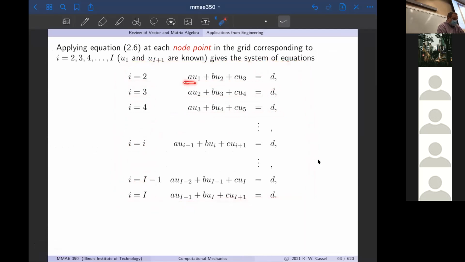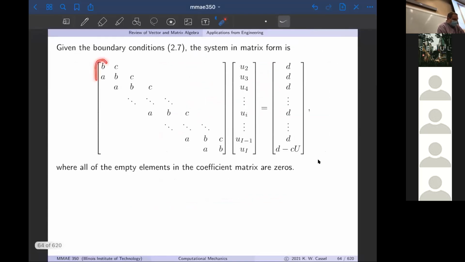You can see the pattern in the coefficients, ABC, ABC, ABC. It actually looks like this. So the A matrix, these are all zeros. Everywhere there's not a letter, those are all zeros. That's my coefficient matrix. Notice the pattern. It's tridiagonal. I like tridiagonal matrices because it turns out I can solve them very, very efficiently using a very simple algorithm, which is very, very fast.